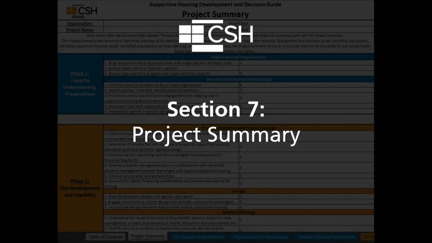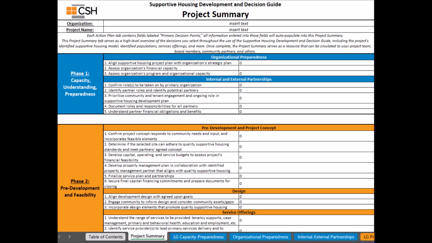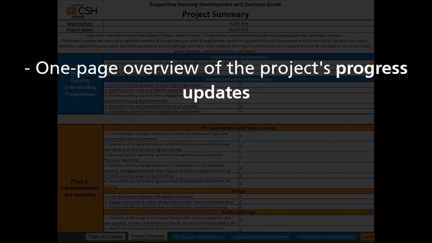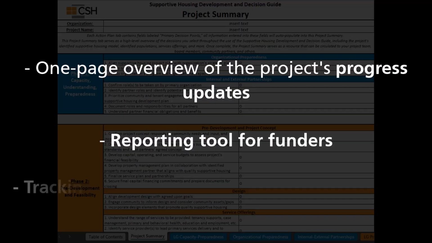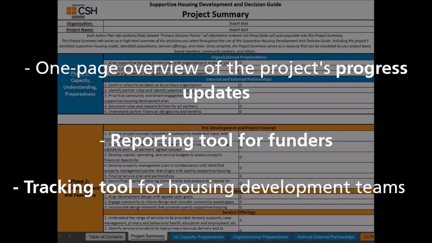Text entries made in the Primary Decision Points section will auto-populate in the Project Summary tab. The Project Summary tab serves as a true summary of all decisions made throughout the guide. Once populated, the Project Summary tab can be used in a variety of ways. For example, as a one-page overview of the project's progress updates, as a reporting tool for funders, and as a tracking tool for housing development teams.